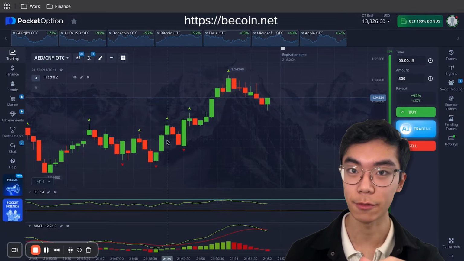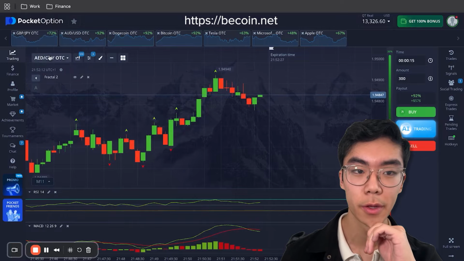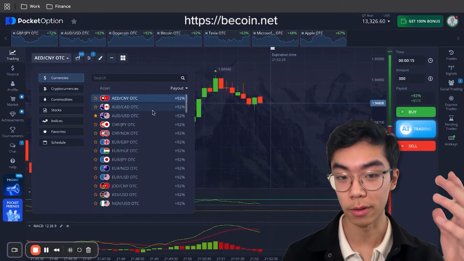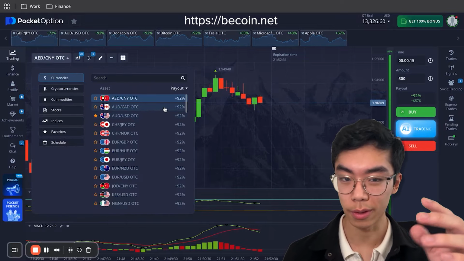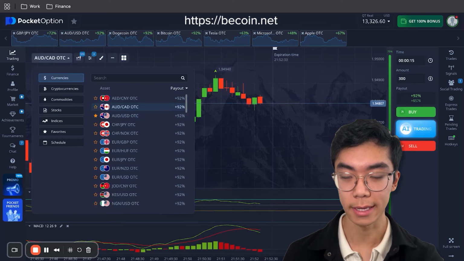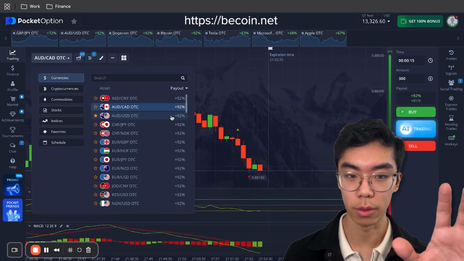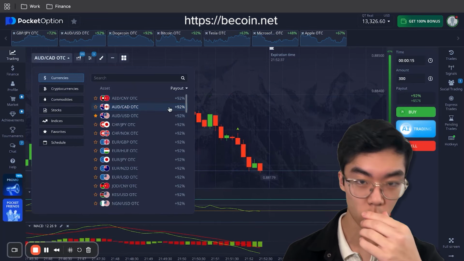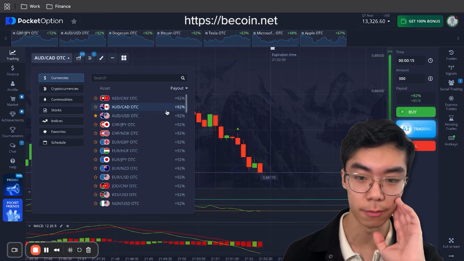I would say it's about 65% accurate in trading. So that's why you have to do only high payout assets. So you really only want to trade with the 92% or 90%, something around that, right?